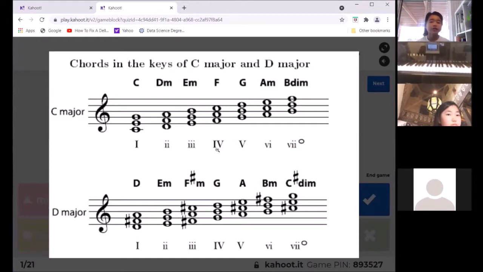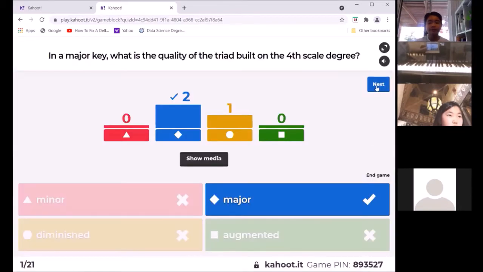But you could also just use C major and find what the notes in the fourth triad are and figure out if that's a major, minor, or diminished triad. So in C major, you would just have the notes F, A, and C. And if you know that that's an F major triad, then you know that it's going to be a major triad for every major key.